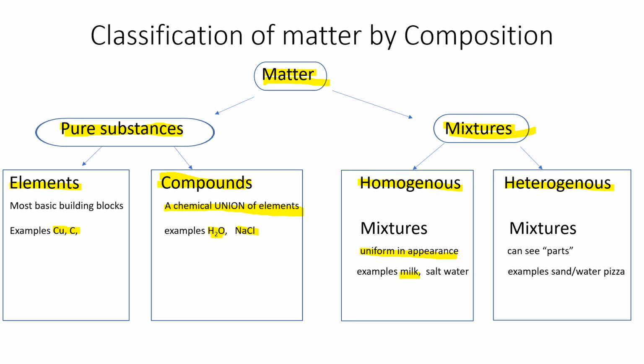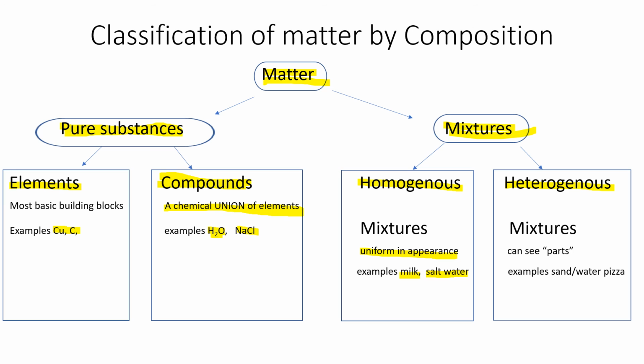There are vitamins, there are minerals in there. There's tons of things in milk. But when you look at a glass of milk, you can't see the different parts. It's completely uniform in appearance. Another good example of a mixture is salt water. When you have a glass of salt water, it looks like one thing. You can't see the salt in the water. That salt water is completely uniform in appearance.